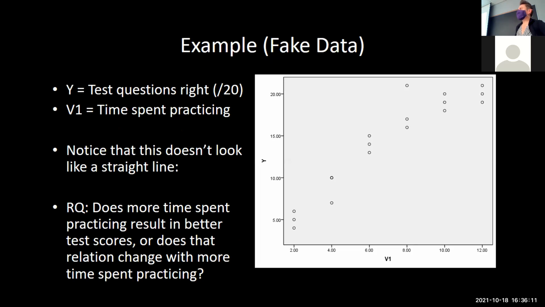What I've done here is taken some fake data on the relation between the number of questions you get right on some sort of test and the amount of time you spend practicing. I was thinking at the time of something like a memory test, like you have to memorize the numbers or the digits in pi. So if you only spend 2 minutes practicing, you're going to get 3.1415.